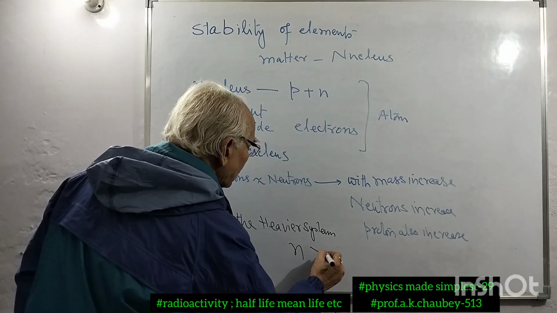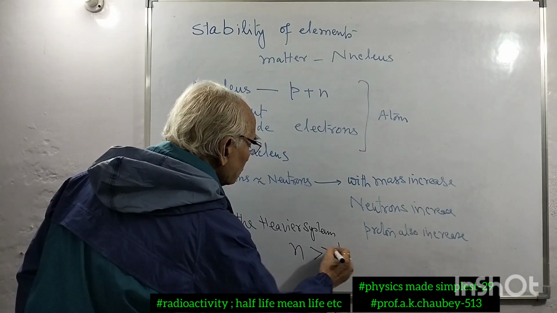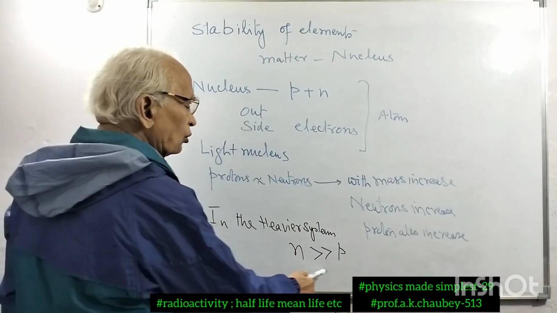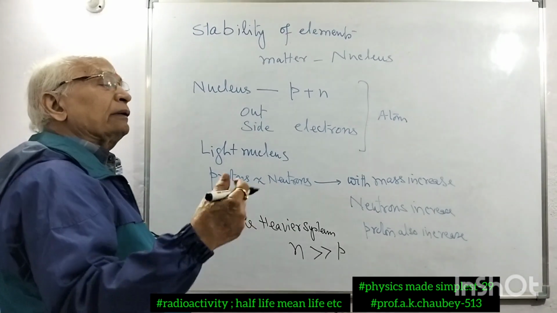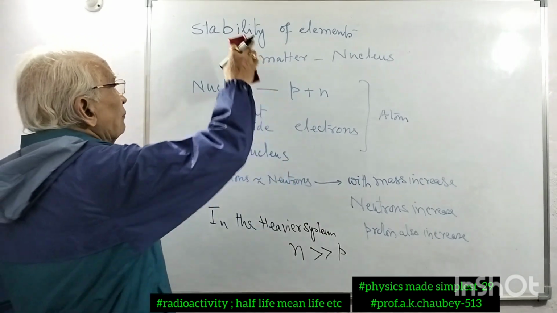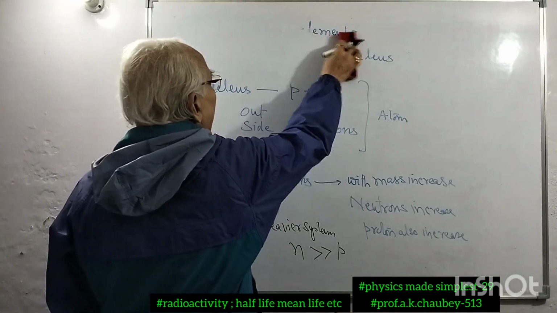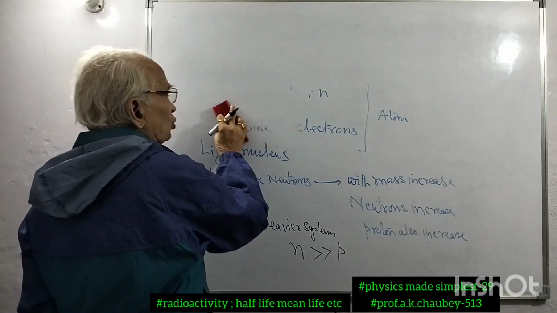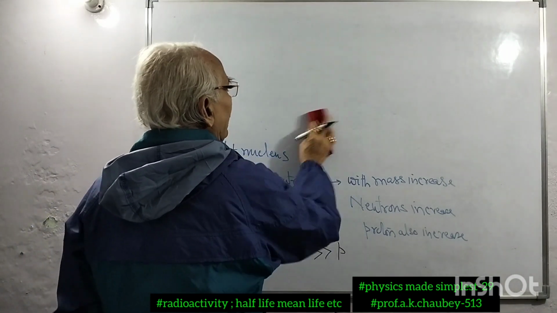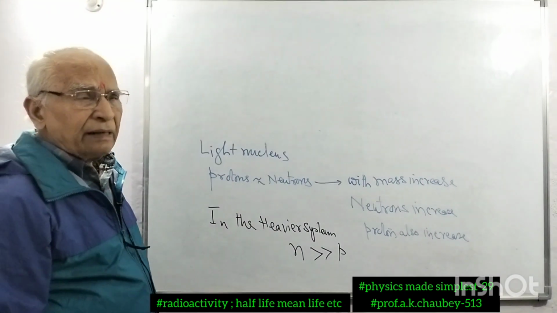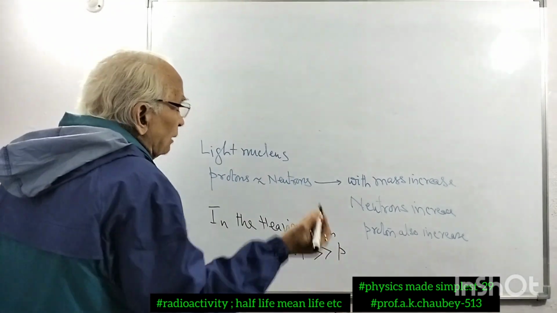Neutron number is larger than proton. If this is not so, if proton is also increasing, in nature it is not happening. Why? Because proton is having a repulsion, Coulomb field. So when they are repelling, a large number of protons will have more and more Coulomb force and the system will not be stable.